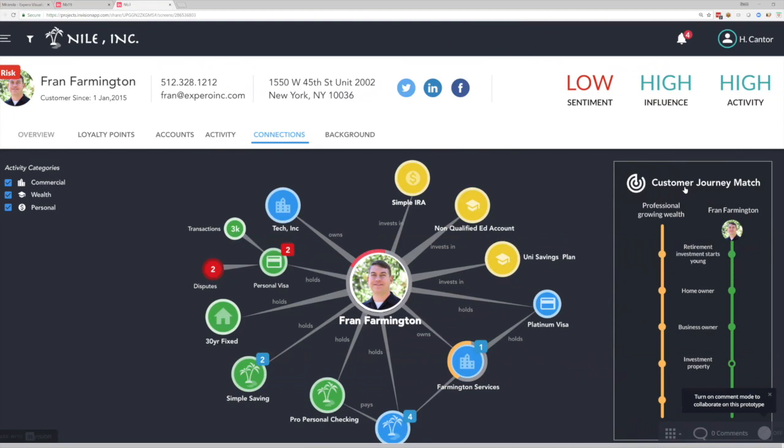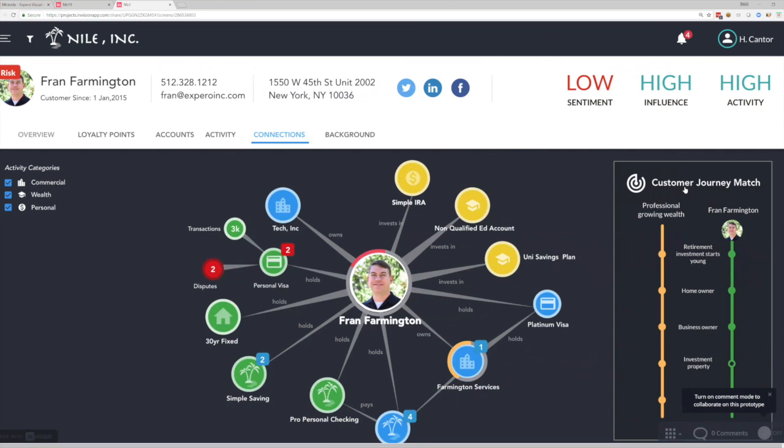I can see that I have a customer called Fran Farmington. I can identify perhaps that there is a low sentiment. The other thing that I can identify from this graph is that in this particular case, there are potentially some disputes. And more importantly, off to the right, I see something called a customer journey match. And what we see now is over on the left that Fran Farmington matches one of our high net worth individuals.